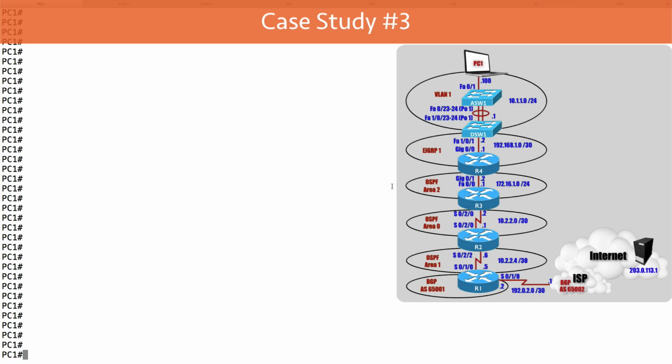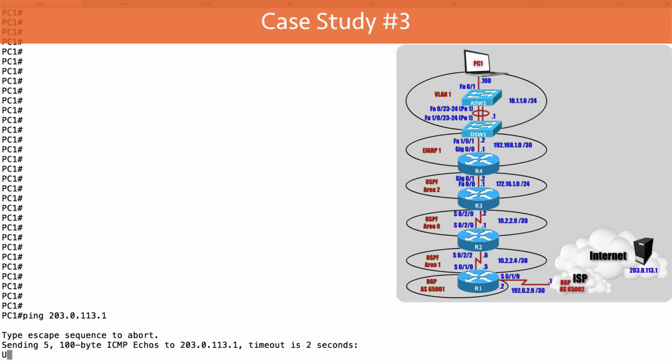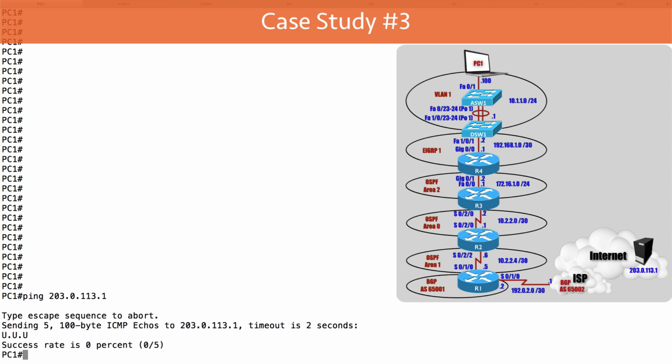In this case study, we have exactly the same issue that we've had in our prior two case studies. Specifically, this PC cannot reach the host out on the internet with an IP address of 203.0.113.1. Let's confirm that. We like to begin our troubleshooting efforts by making sure we're interpreting the issue correctly. Can I ping 203.0.113.1? No, I cannot. It's not looking good.